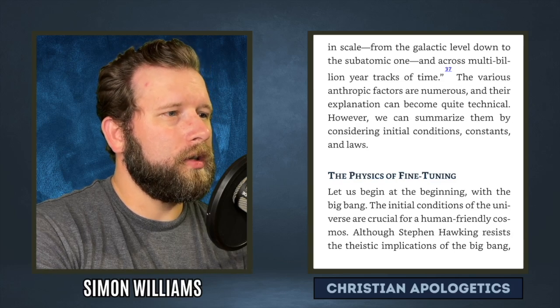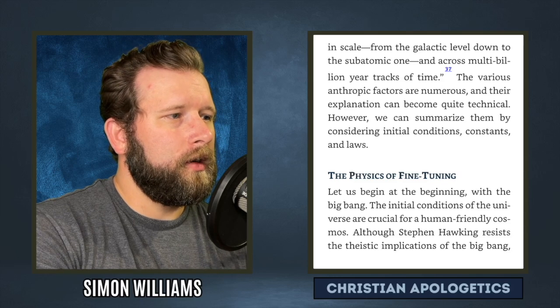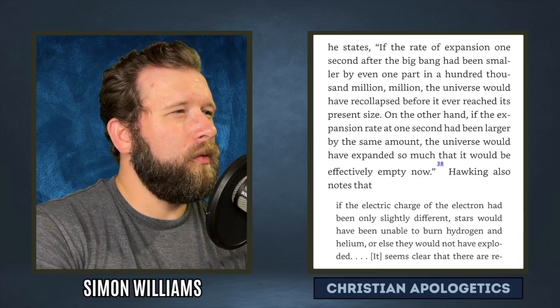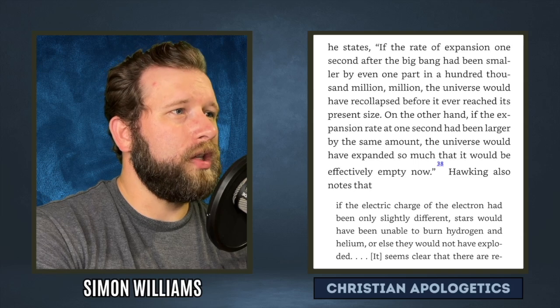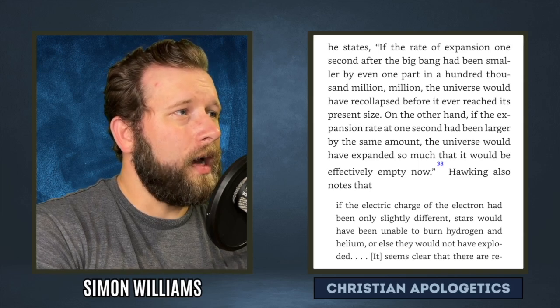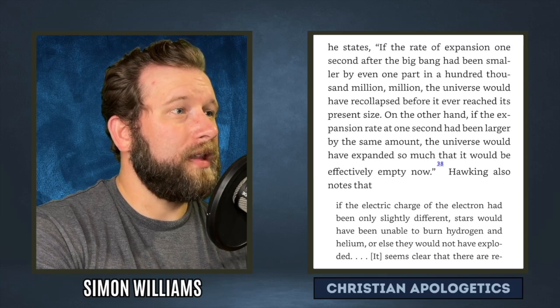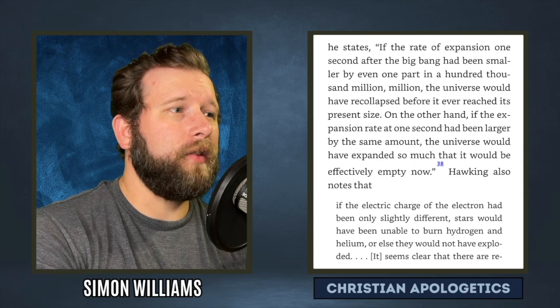The initial conditions of the universe are crucial for a human-friendly cosmos. Although Stephen Hawking resists the theistic implications of the Big Bang, he states, "If the rate of expansion 1 second after the Big Bang had been smaller by even 1 part in 100,000 million, the universe would have recollapsed before it ever reached its present size. On the other hand, if the expansion rate at 1 second had been larger by the same amount, the universe would have expanded so much that it would be effectively empty now."